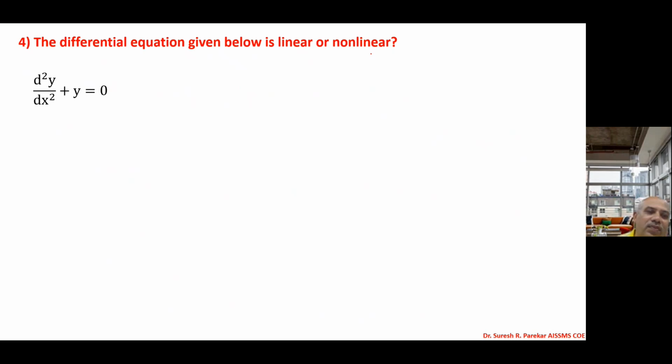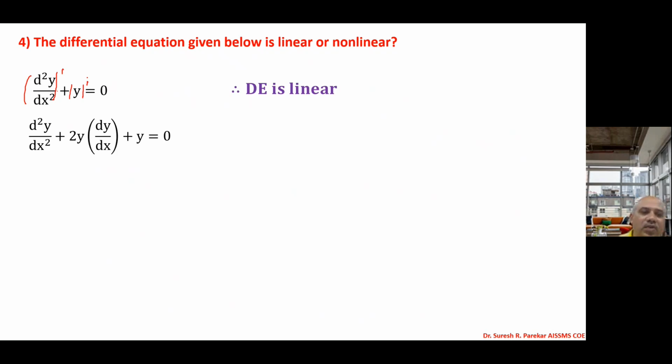Then we have d2y by dx square. Now it is a very clear differential equation. We have order 2, degree 1, because this is power 1 and this y is also power 1. So this is linear. Then we have this d2y by dx square plus 2y dy by dx. So we have non-linear. So this differential equation should be non-linear.